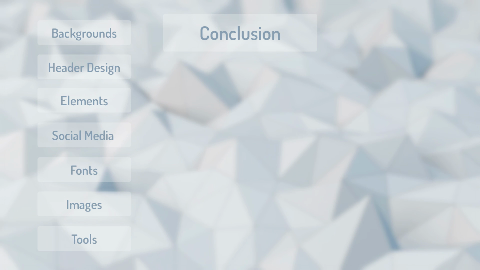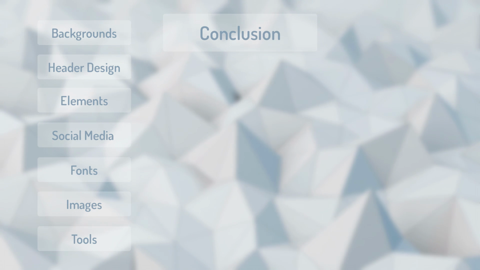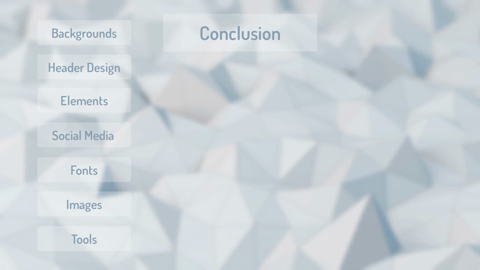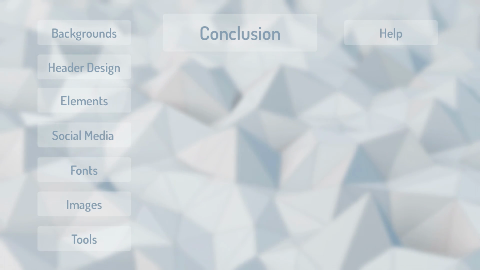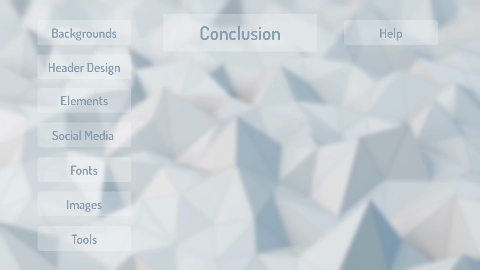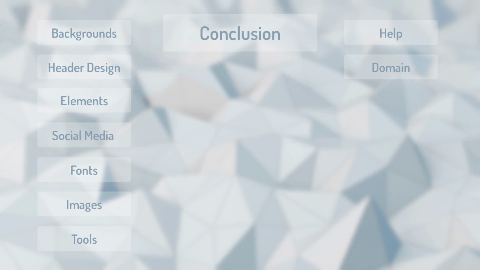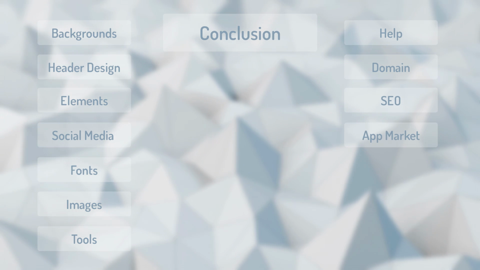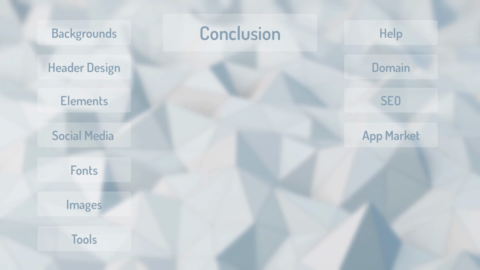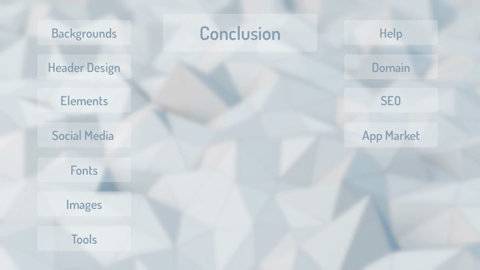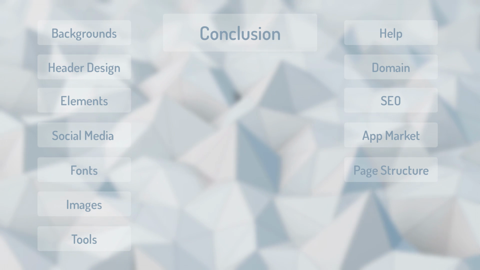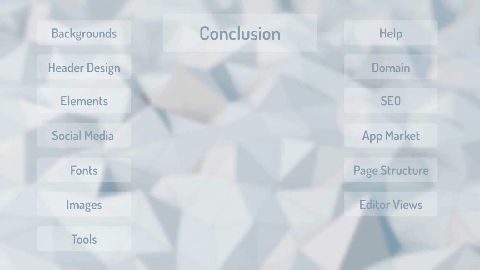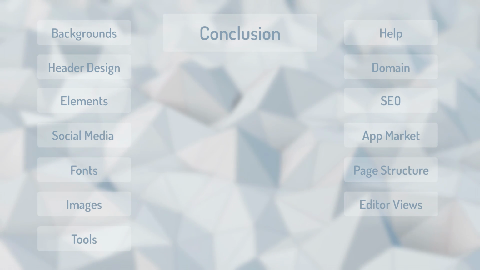We discussed the different tools available to us, including the toolbar, the rulers, the grid lines, and the snap to objects option. I mentioned where you can go and get help, including keyboard shortcuts, help with the editor itself, connecting your website to a domain, which is essential, and also getting found online, which is also extremely important. We talked about the app market, which is filled with hundreds of apps to help you build the website you've always dreamed of building. We discussed page structure and how to delete and add pages to your website. We also talked about having the ability to switch editor views, including the desktop view and the mobile view.